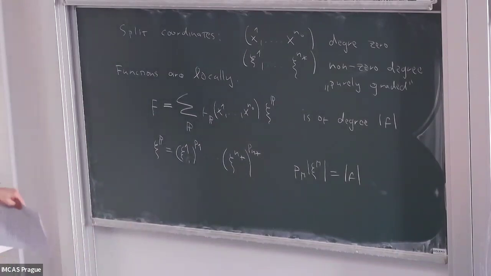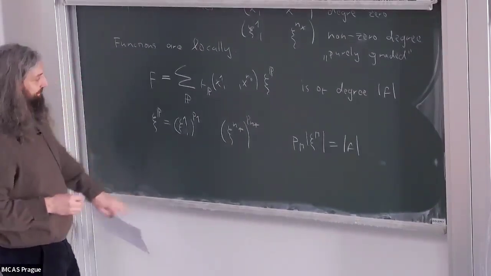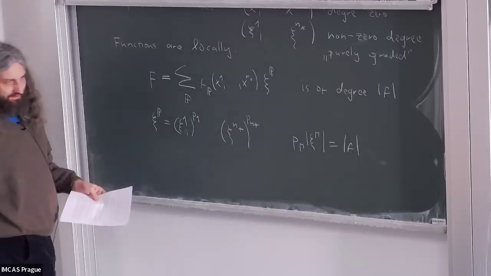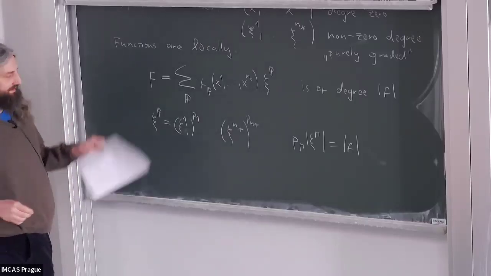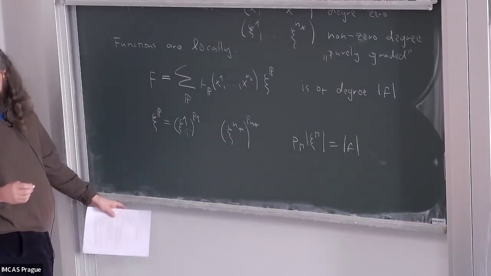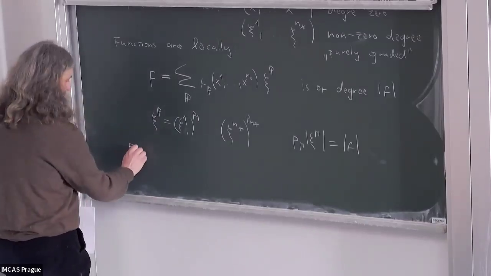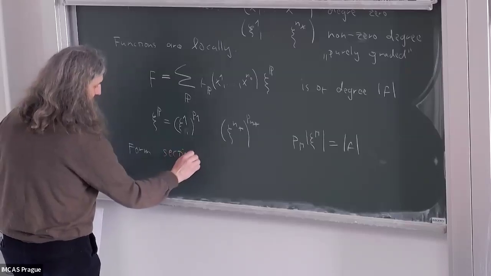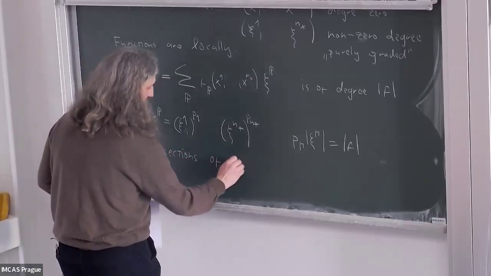Okay, so these are our local functions, and in fact, what you can show is that such functions form sections of a sheaf.